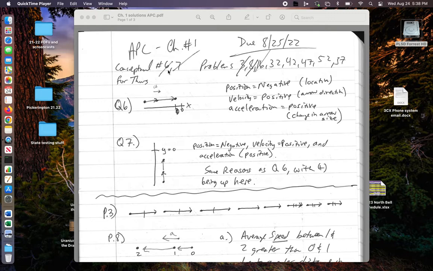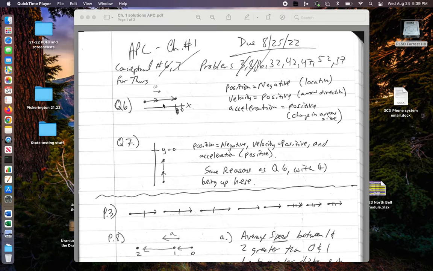So for conceptual questions 6 and 7, they were asking you to determine the position, velocity, and acceleration based on the motion map. Now the motion map here did not have this little A above it, I don't think. This looks bad also, because the arrow should be getting longer up top from below. At any rate, in this case, because this is 0, the position is always negative.